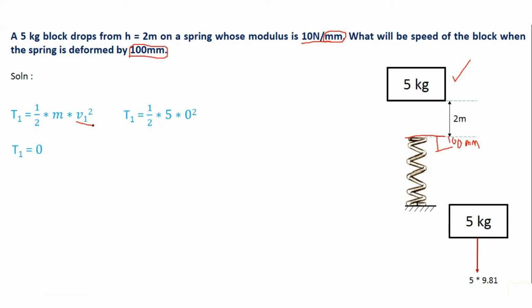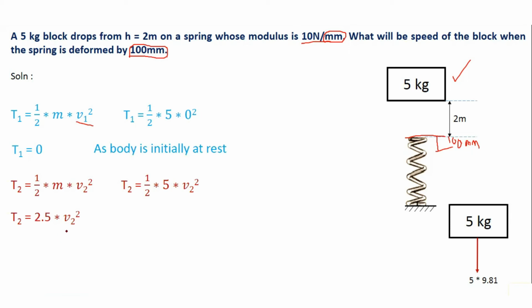Now for T2 I have the formula T2 is equal to half mv2 square, wherein I will substitute the value of m as 5 and I will get the relation of T2 in terms of V2 as T2 is equal to 2.5 into V2 square. Next step is just take the difference of T2 and T1. So I will get answer as T2 minus T1 is equal to 2.5 V2 square, and let this be equation number 1, which is our left hand side of the work energy principle.